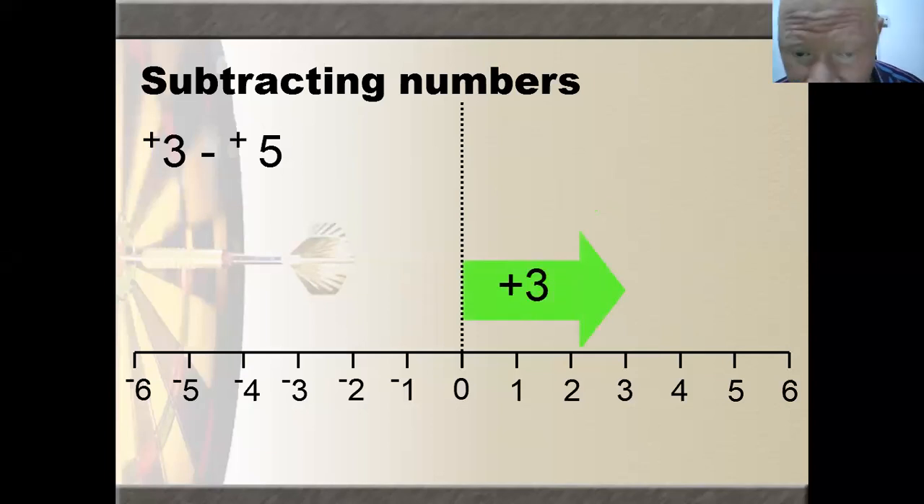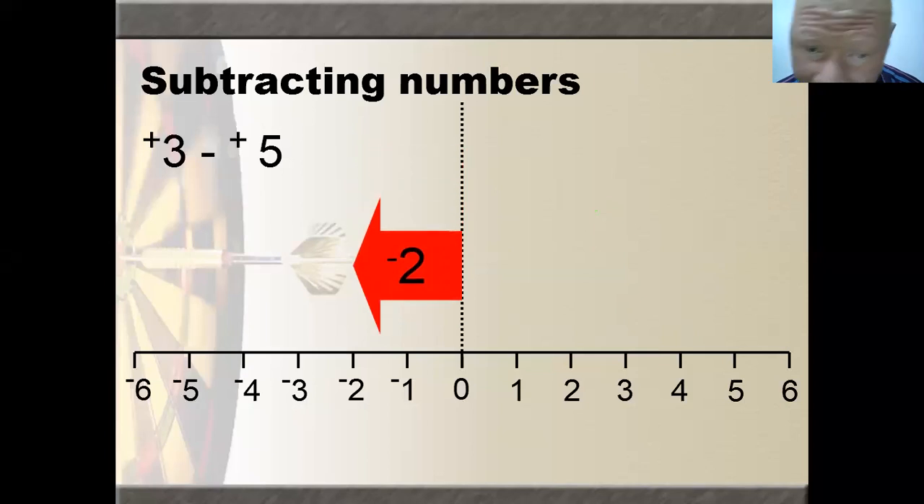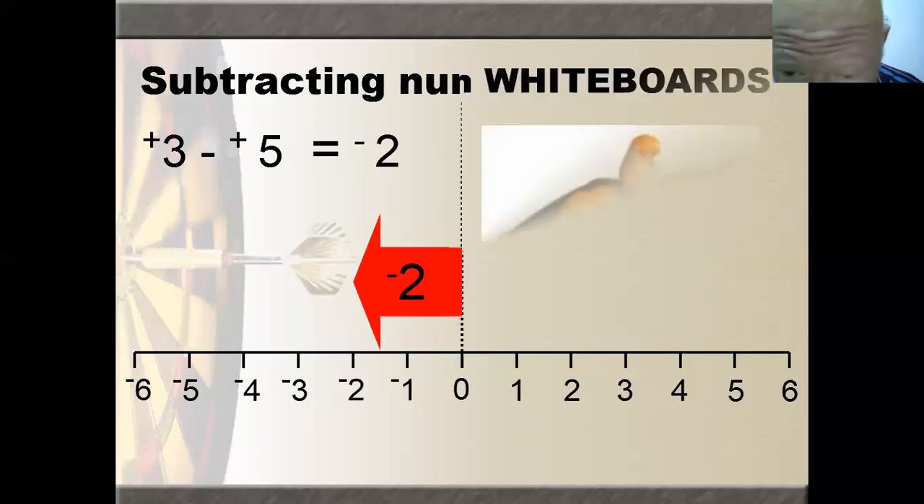Okay. Now look at this. Plus 3 minus 5. And what I have is minus 2. Okay. Plus 3 and minus 5 gives me minus 2.